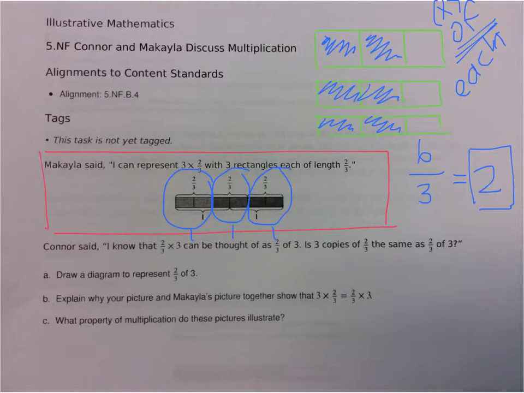What property is that, when you can flip the numbers and they'll still give you the same answer? What property am I talking about? Brian? Commutative, correct. Is that ringing a bell? Commutative property, right? When you flip it, it's still the same. So if we know that 3 times 2/3 is the same as 2/3 times 3, we can apply the commutative property to our problem here and know that we can still get the same answer.